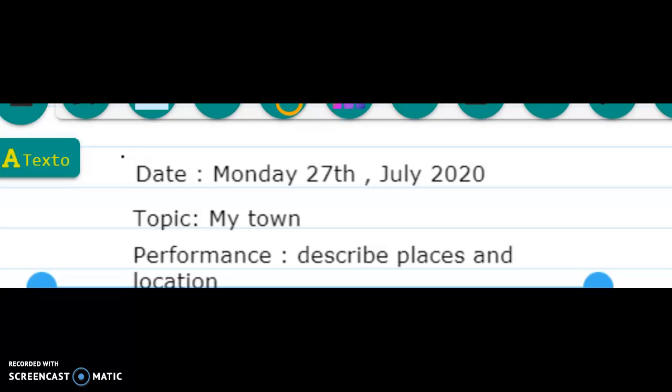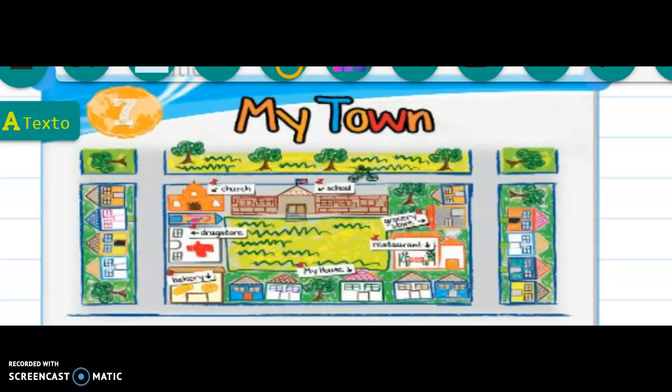Okay, please copy that in your notebook. And then open your book, page 40, please. We start to read and describe it on the map, okay? You read and follow me.